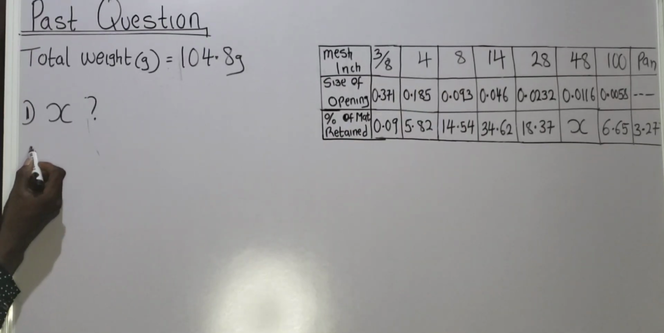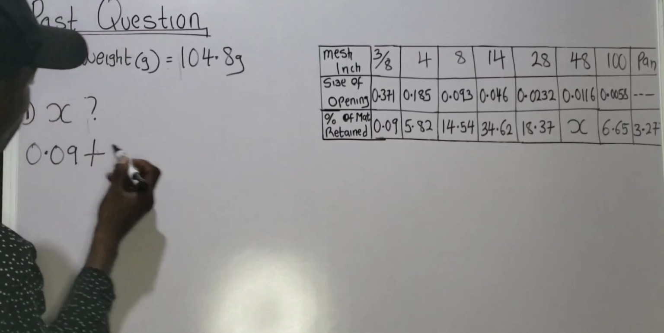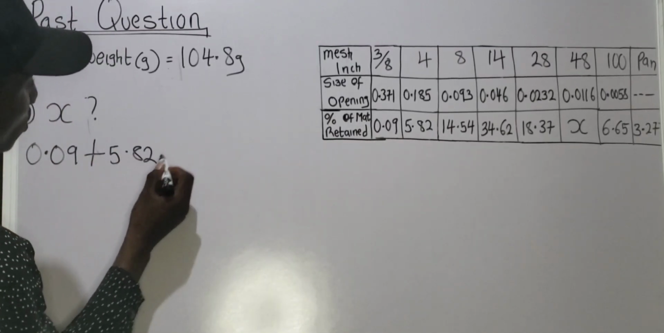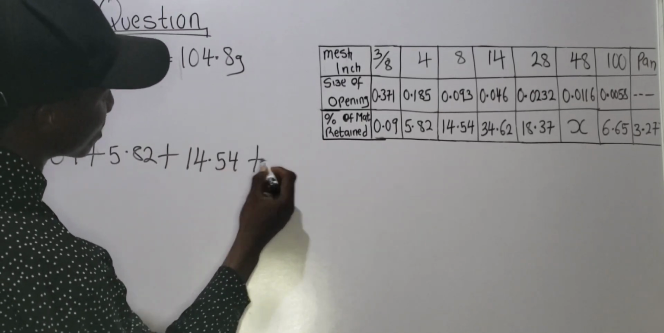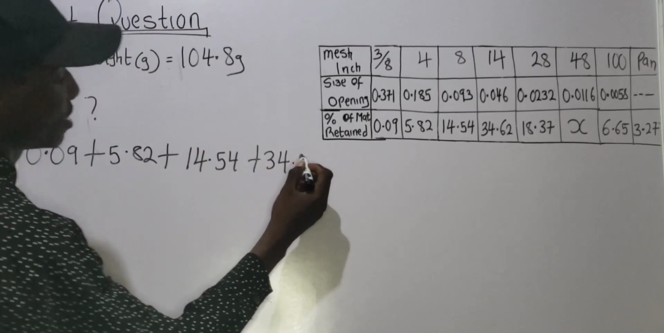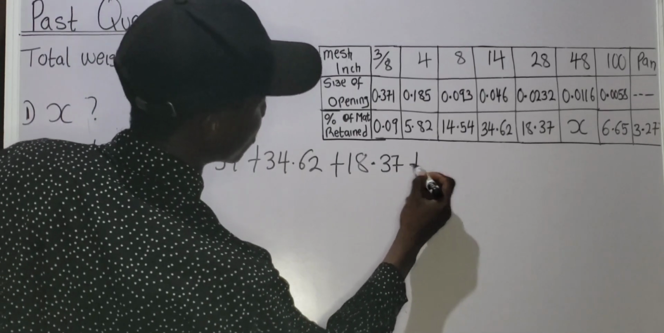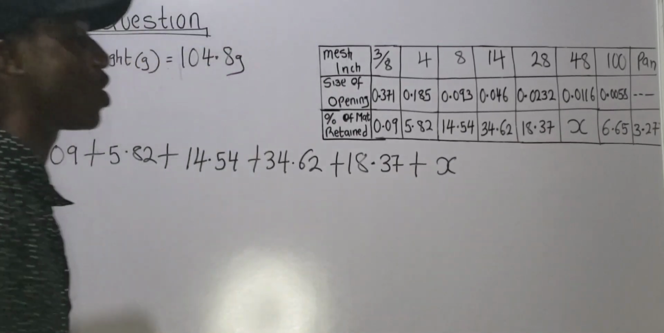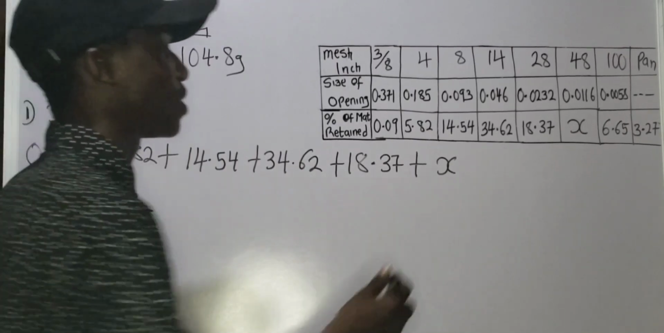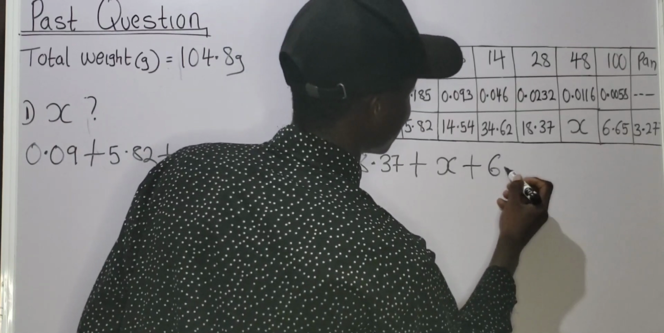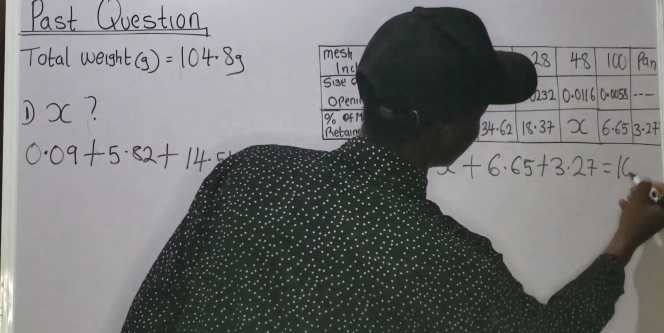So let's start. That is 0.09 plus, what's the next one? 5.82 plus 14.54 plus 34.62 plus 18.37 plus x. You understand? X is also part of the percentage of the material retained, though we don't know the value. So x plus 6.65 plus 3.27 is equal to 100%.